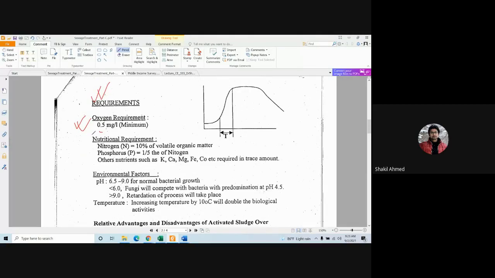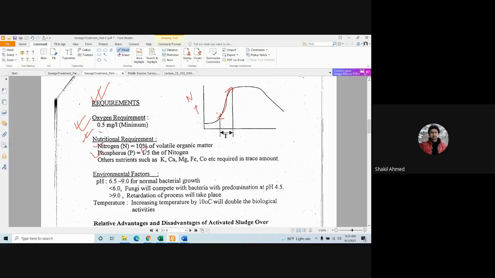Then you see the bacterial growth pattern, where the bacterial growth rate is highest, guys, steep slope, this part, right? Right. This is the number of bacteria. Nutrition requirement: nitrogen needs 10% of volatile organic matter. Phosphorus needs 1/5 of nitrogen.